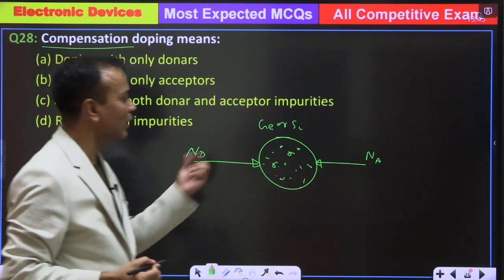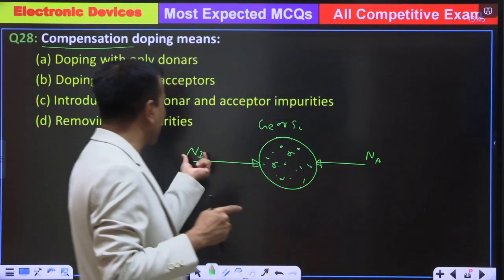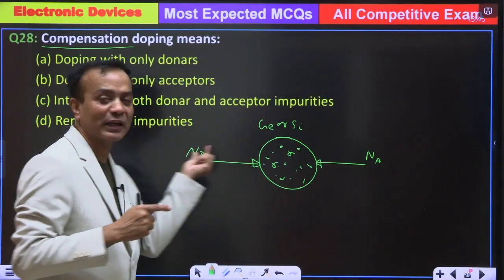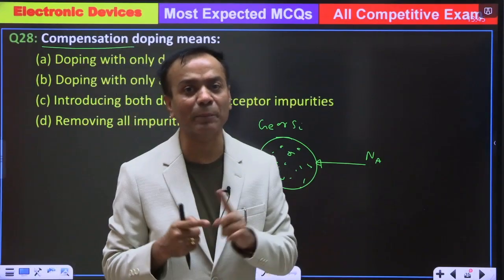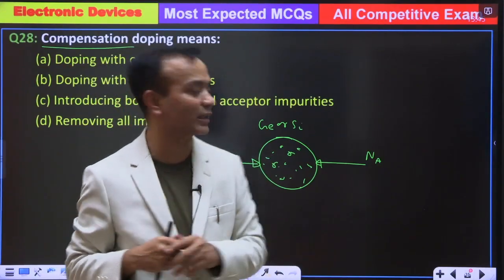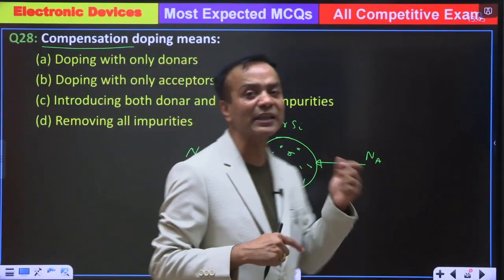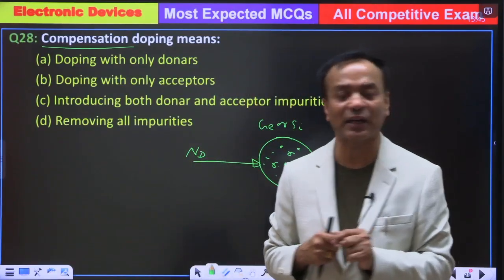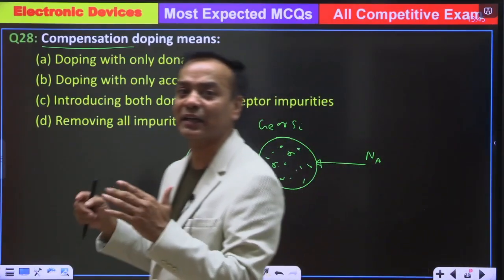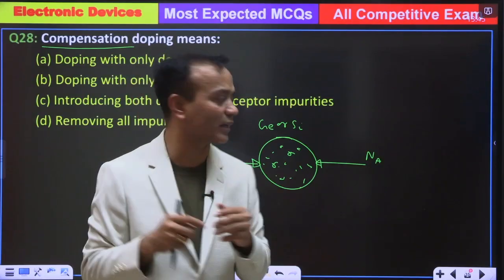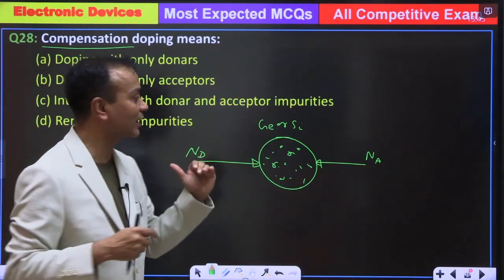Compensated semiconductor. Their electrical behavior will depend on the values of Nd and Na. So if Nd is greater than Na, it will behave as a compensated N type semiconductor. If Na is greater than Nd, it will perform as a compensated P type semiconductor. If both are the same, then it behaves as an electrically intrinsic semiconductor. So based on their doping level, it will determine their electrical conductivity.